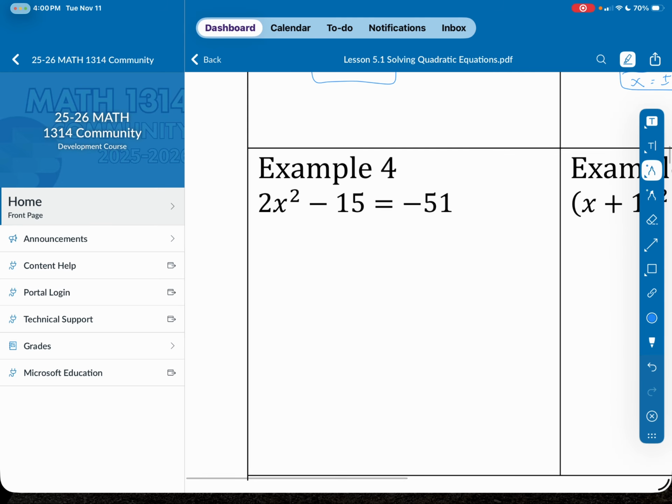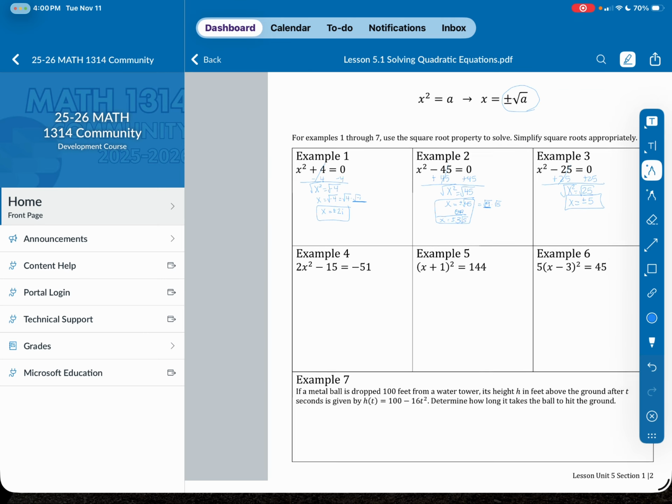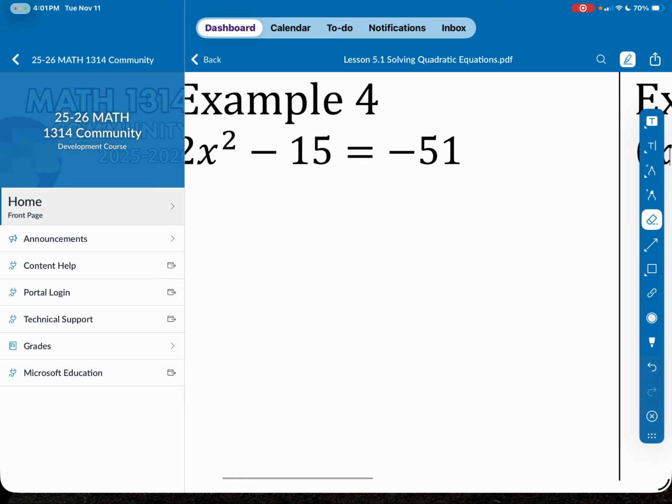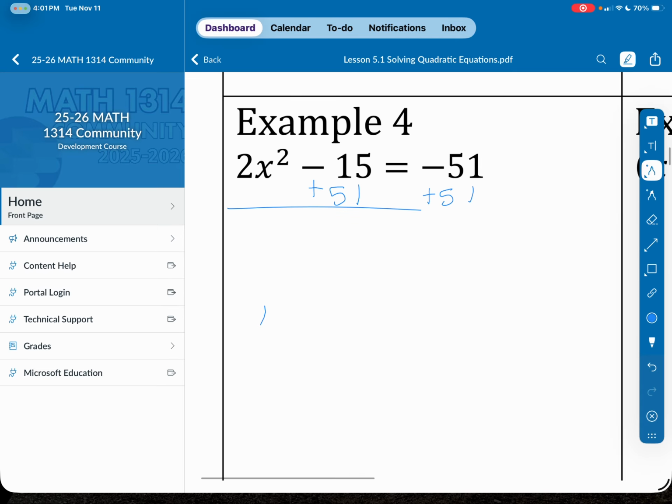Okay, now on example 4, one thing that I actually didn't mention in the video just now, I'm sorry, is that these other ones over here have all equaled 0, right? Well, this one on example 4 doesn't. And so the first thing that we need to do is we actually are going to move that 51 to the other side. So we're going to add 51 to both sides. And we get 2x squared plus 36 equals 0.